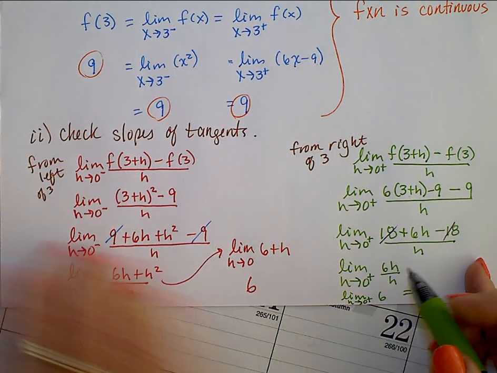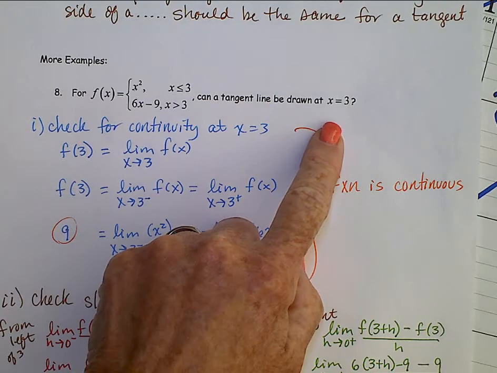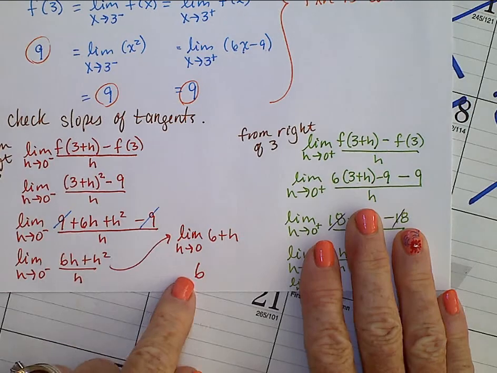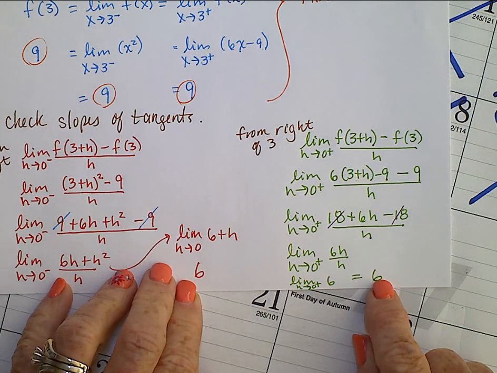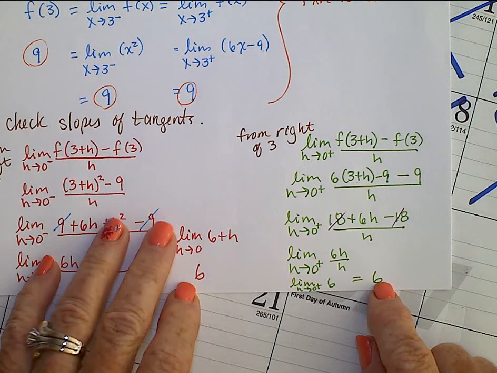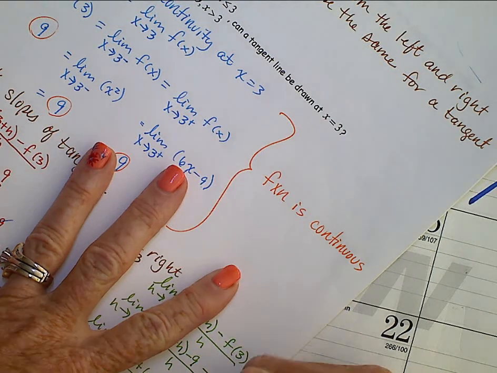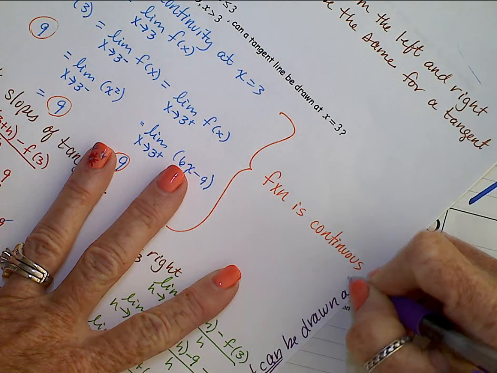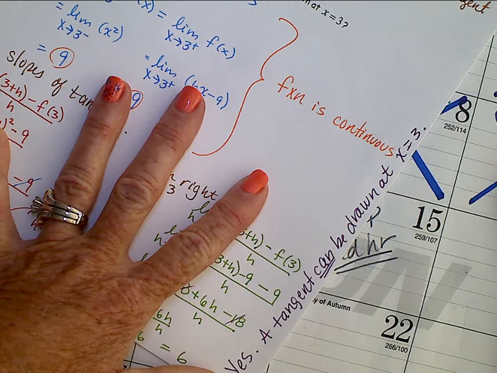Alright, so now, go back. What was our question here? Can a tangent line be drawn at x equals 3? Is the function continuous? Yes. Does the slope of the tangent from the left equal the slope of the tangent from the right? Yes. Then a tangent line can be drawn at x equals 3. Yes. A tangent can be drawn at x equals 3. Perfect.